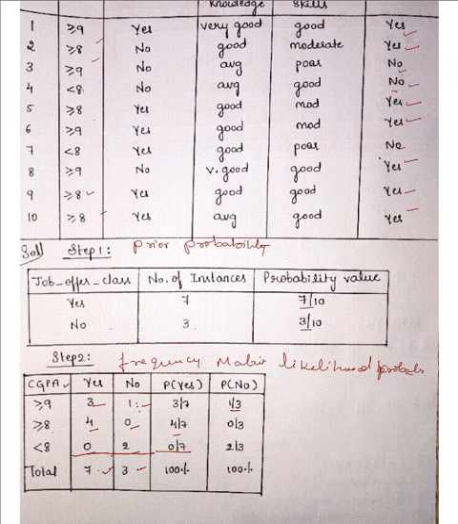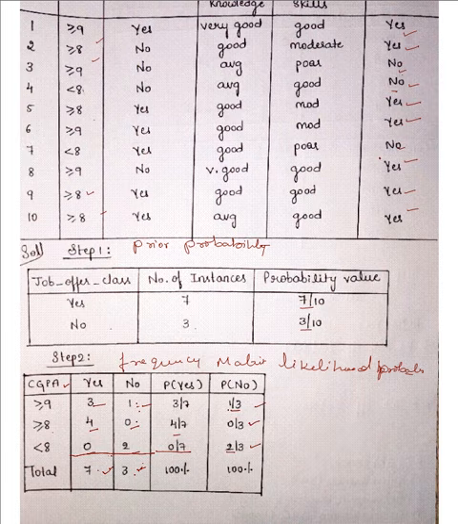So for no instances we have 2 by 3 here. And for no with greater than or equal to 8, you have 0 instances out of 3, so we write the probability value for no as 0 by 3. And similarly here, the no instances are 1 out of 3, so the likelihood probability will be 1 by 3.